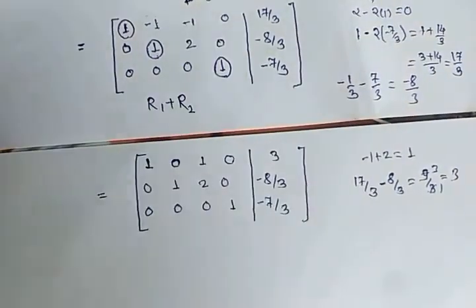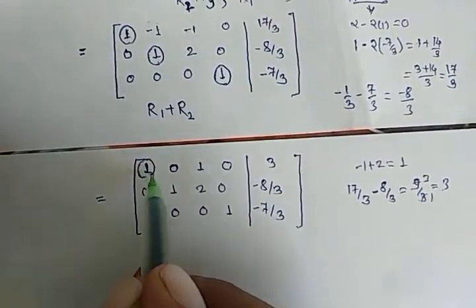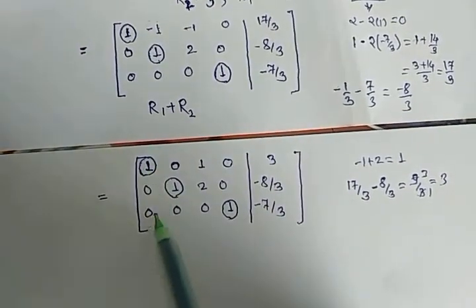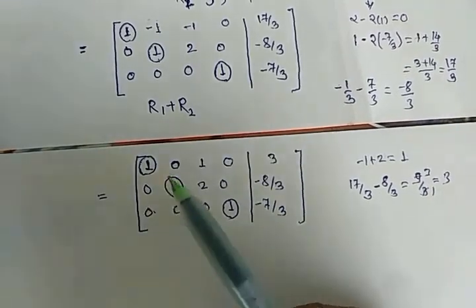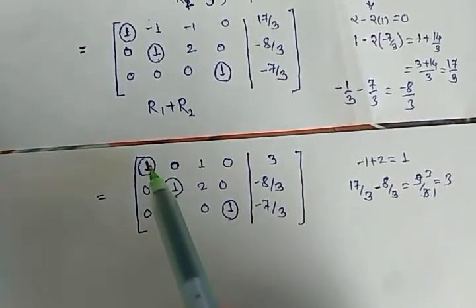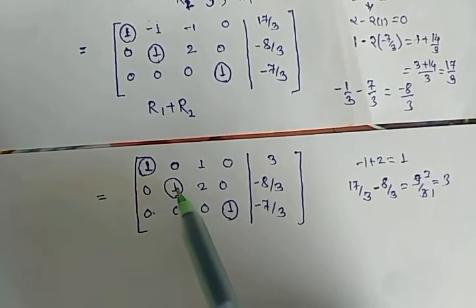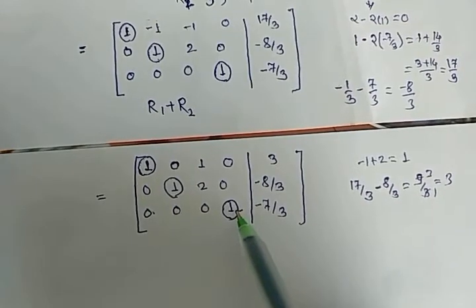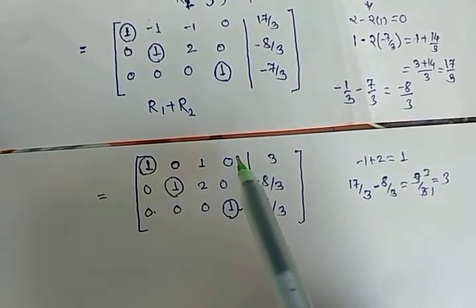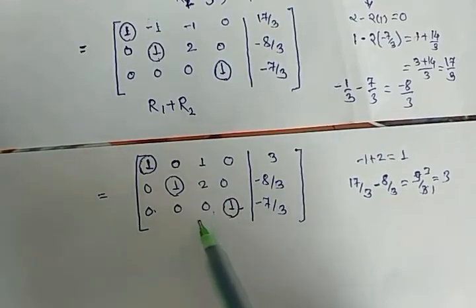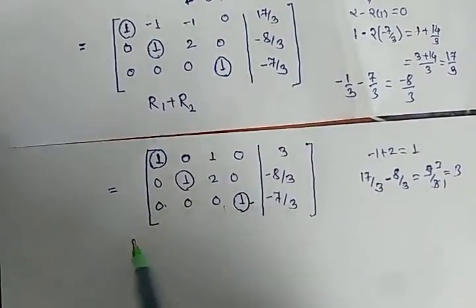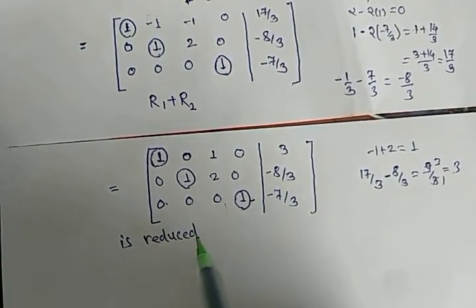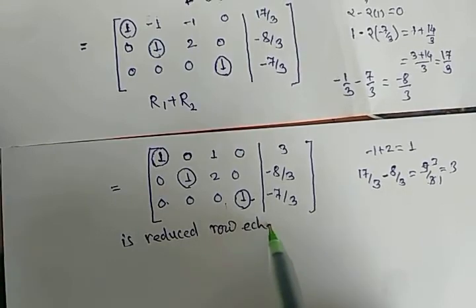Now, if we check the matrix, the leading one is the only non-zero term in that column. In the first column it is a leading one, the only non-zero term. In the second column, the A22 position is a leading one and the elements above and below are 0, and the A34 position is a leading one and its above part is 0. Here column 3 does not contain a leading one, so this is reduced row echelon form.